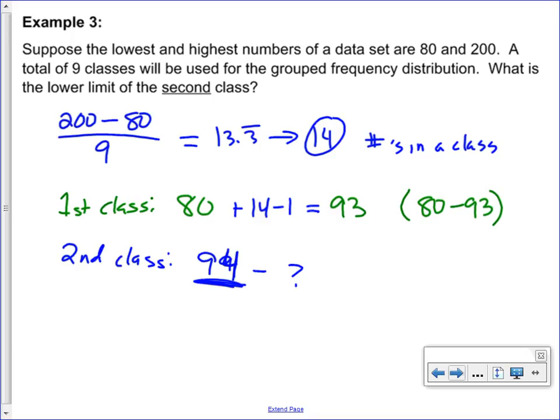You always round up. You just always round up, even if it was 13.01. Yes, because you want to cover a little bit more, to make sure everything gets included.